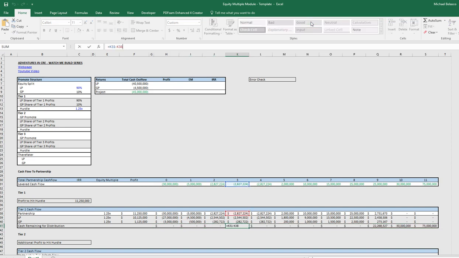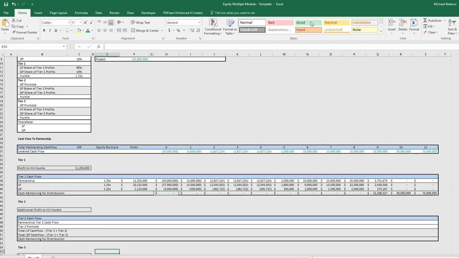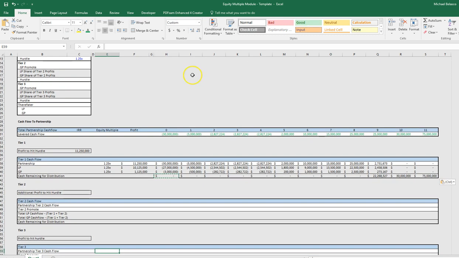All right, and so all we did in this row was a simple subtraction. So row 31 less row 38. All right, so that wraps up tier 1. And now we are going to move on to tier 2.